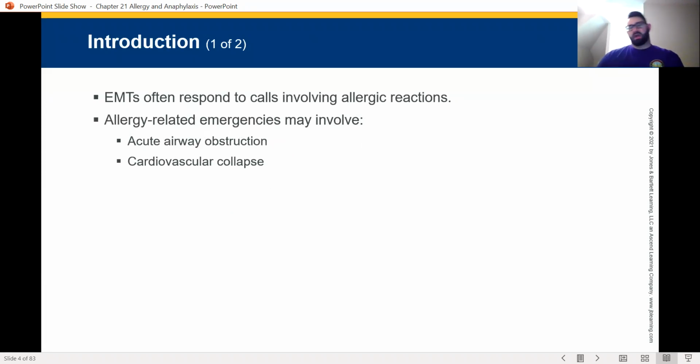This is actually a pretty common call that we respond to as EMTs and paramedics. And the big thing is recognizing that it's actually happened and acting quickly upon that recognition. When it gets to be a real big problem, there is acute airway obstruction and cardiovascular collapse.